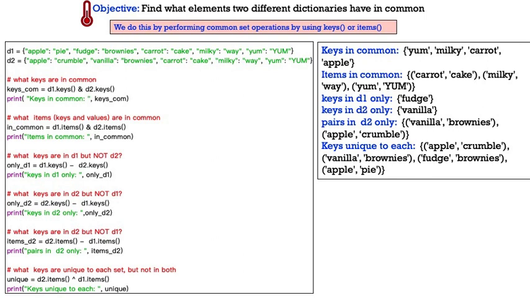And next, what keys are unique to each set but not in both? And this should say what pairs are unique to each set but not in both. Sorry about that. So this is apple crumble, vanilla brownies, fudge brownies, and apple pie. Those are the ones that are unique to each.